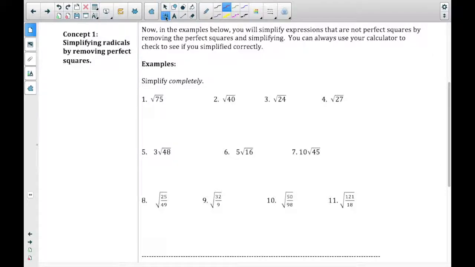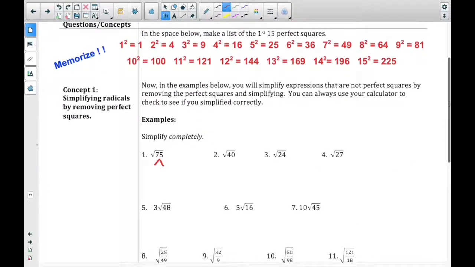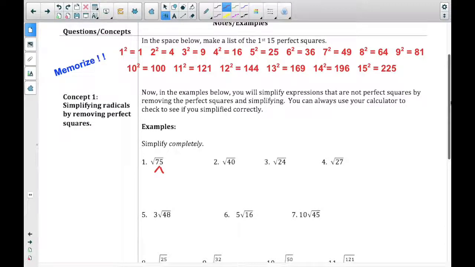To simplify a radical the way I do it, I look for the perfect square that goes into 75. So I think of my list of perfect squares, and I look at that list and I think, okay, which one of those would go into 75 evenly? If I know my perfect squares, it comes to me pretty quickly that that's 25. Well, 25 times what? Well, 25 times 3. And so I can rewrite 75 as 25 times 3.